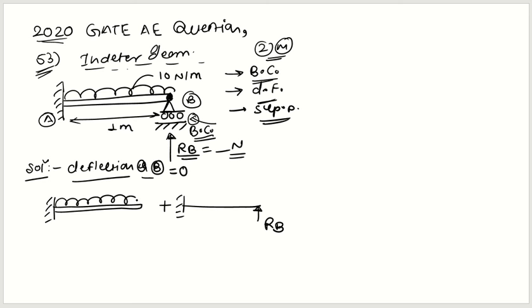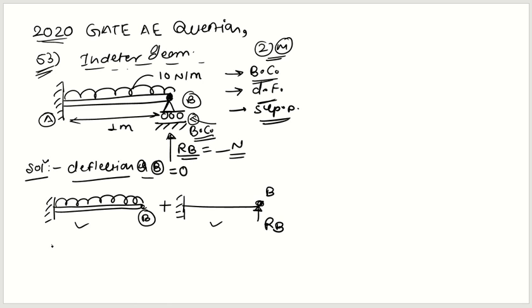Right or wrong? Yes or no? Can I break this beam in this way? Yes, we can break this beam using the superposition method, because I know the deflection at point B will be 0. What I will do is calculate the deflection for this beam and for this beam. At the end, I will equate it to 0, because we know that at point B the deflection is 0.